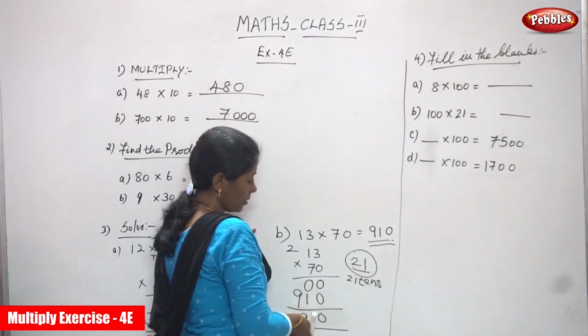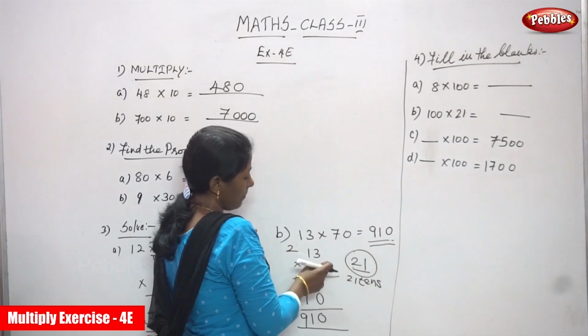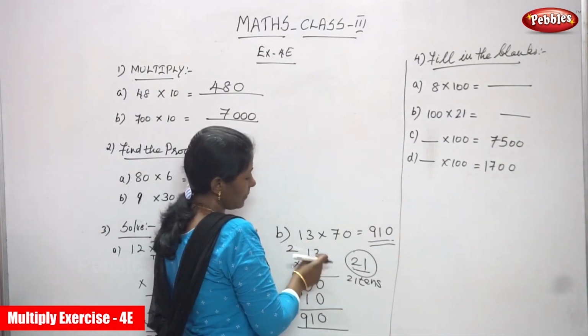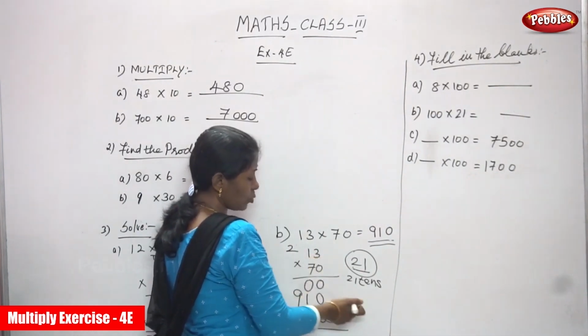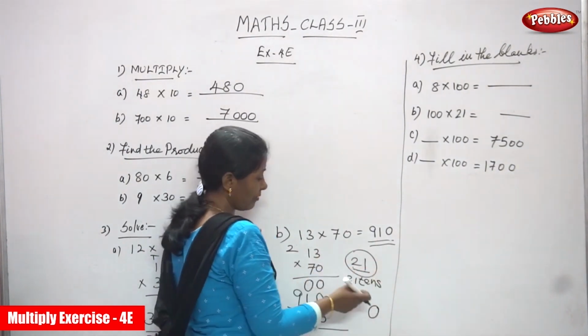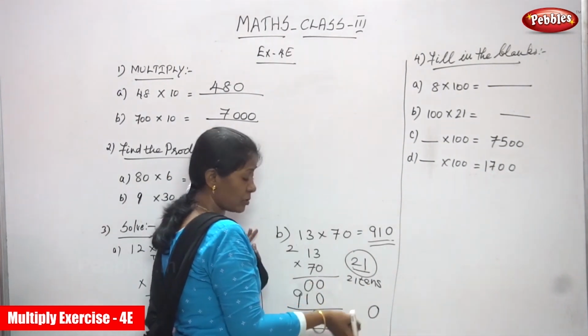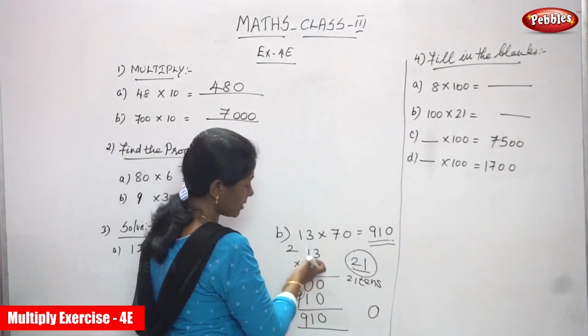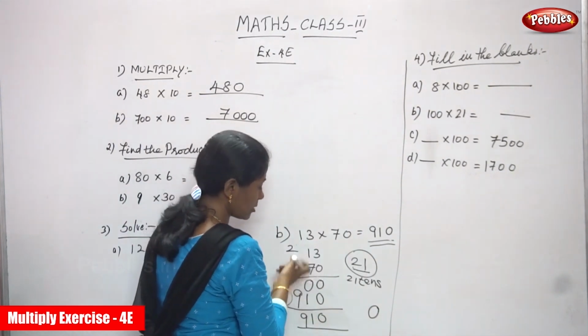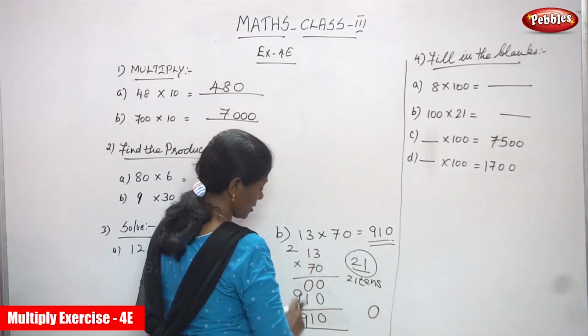So this normal method, you know that 13 into 70. First you have to multiply by 0. So 0 is going to multiply by 13. Any number multiplied by 0 is 0, you know that very well. So no need to write two zeros; writing only one 0 is sufficient. But anyhow, it's a normal method, so I can teach this method also. So 0 into 3 is 0, and 0 into 1 is 0.